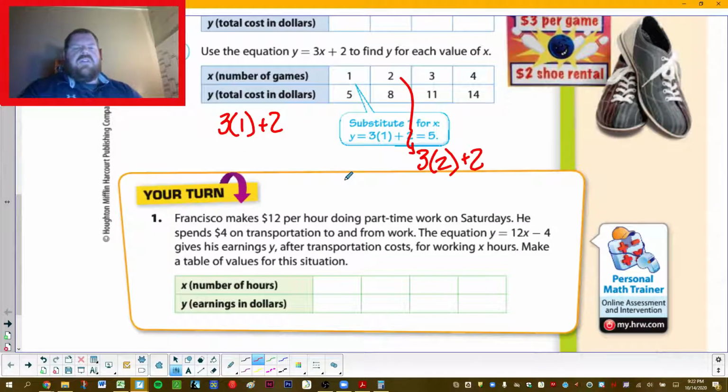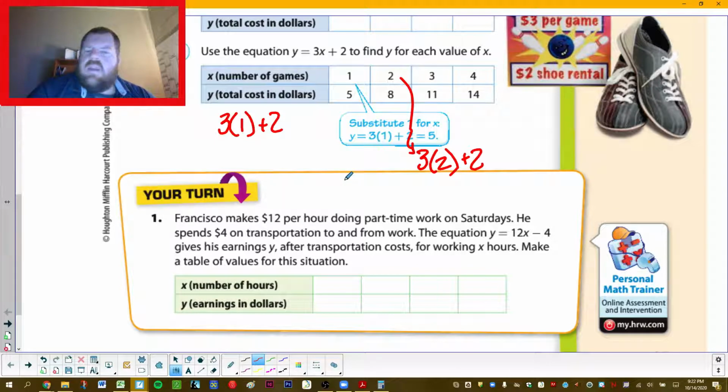It says here, Francisco makes $12 per hour doing part-time work on Saturdays. He spends $4 on transportation to and from work. So we get that equation, y equals 12x minus 4, where y gives us his earnings after transportation costs, and x gives the number of hours that he worked. So make a table of values for this situation. Again, it's letting us pick the x values, and then we have to find the y values.